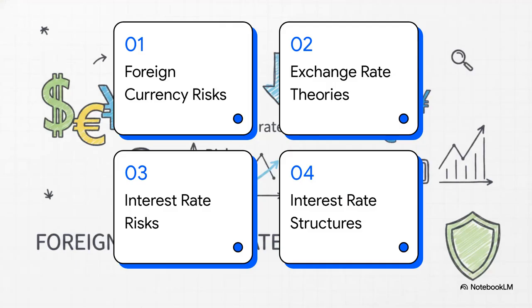Okay, so here is our roadmap for today's explainer to give you total command over the dual threats of currency and interest rate volatility. We'll be covering 1. The 3 foreign currency risks. 2. Exchange rate macro theories. 3. The 2 interest rate risks. And 4. Interest rate structures.